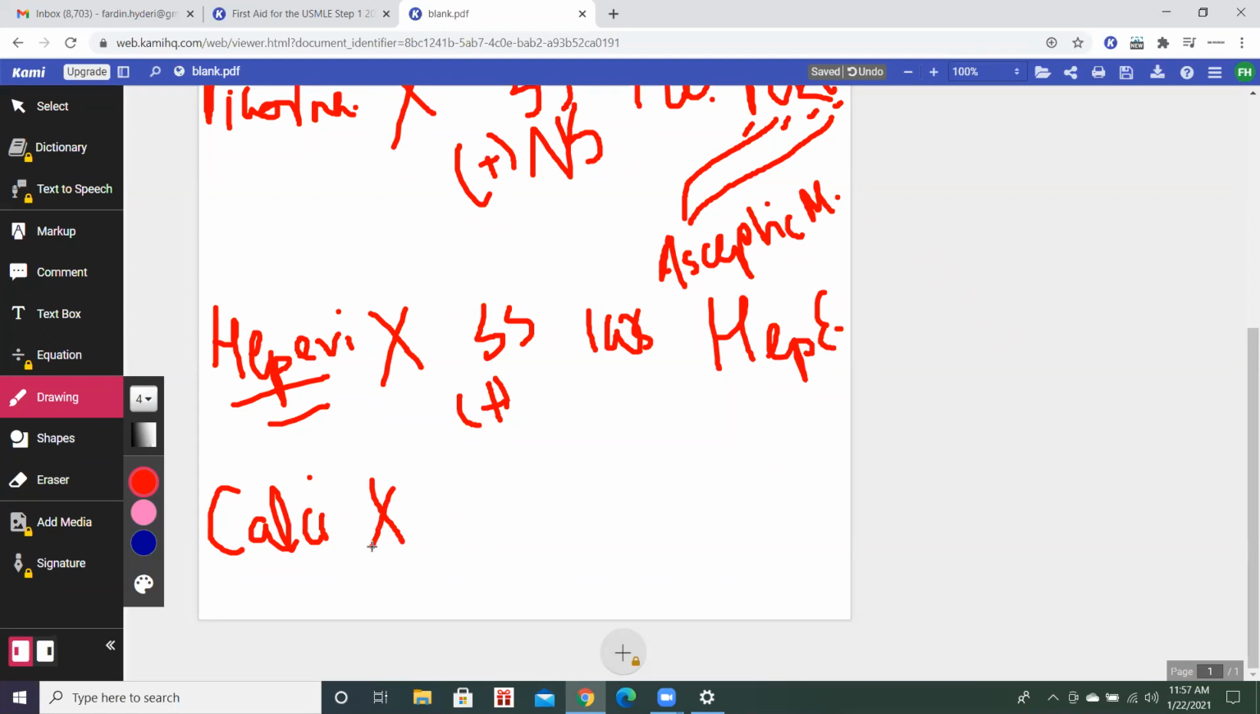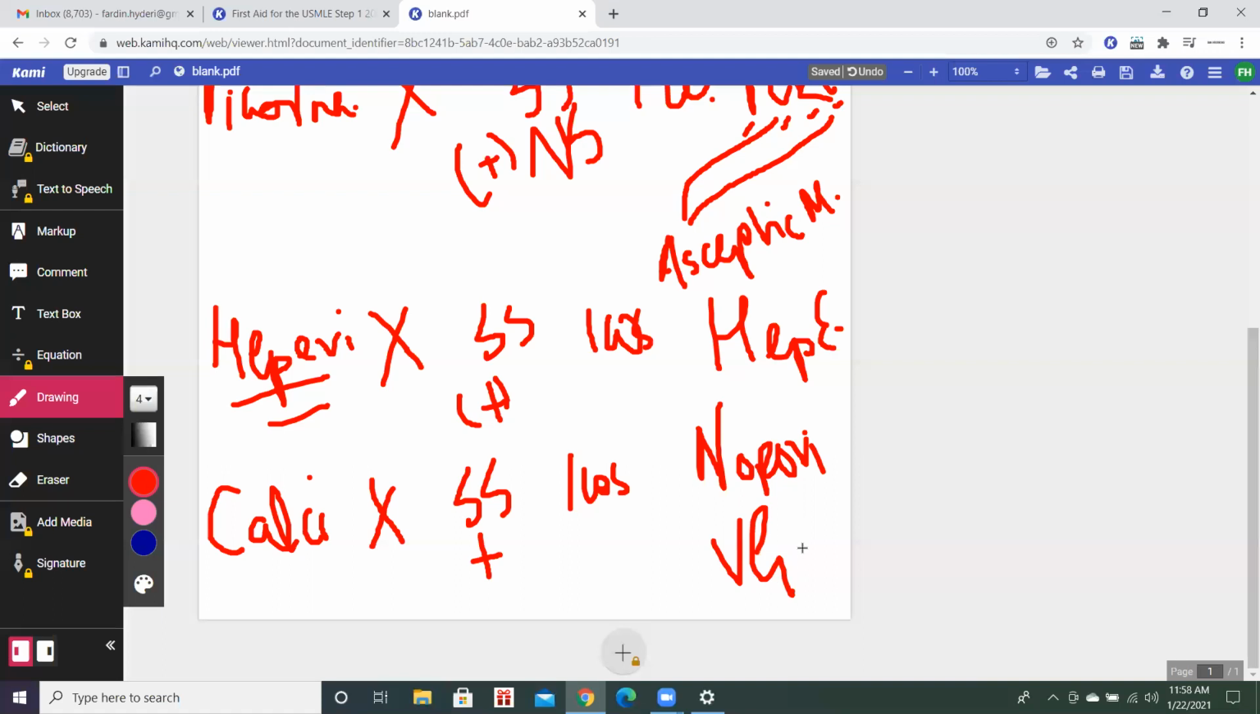Single-stranded or double-stranded? Single-stranded. Positive or negative? Positive. Okay, icosahedral or helical? Icosahedral. Calicivirus is responsible for causing viral gastroenteritis. There's a subgroup of calicivirus known as norovirus. Norovirus will cause viral gastroenteritis.